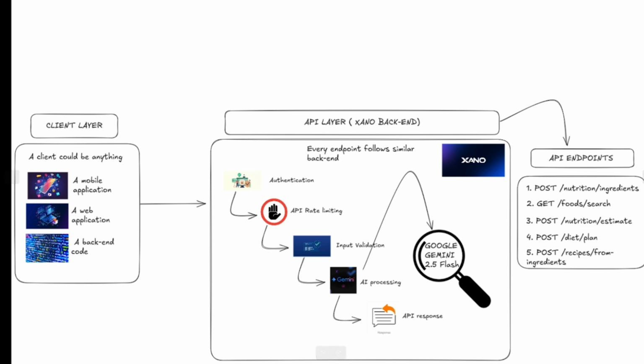which follows the same backend flow, which makes the system consistent, secure, and scalable. The first step is authentication. Obviously, we use API key-based authentication, and all the authentication was generated by Zeno.